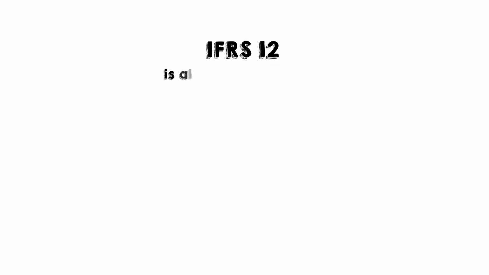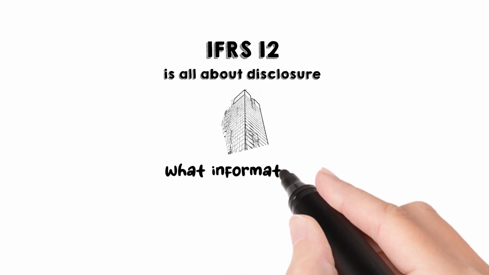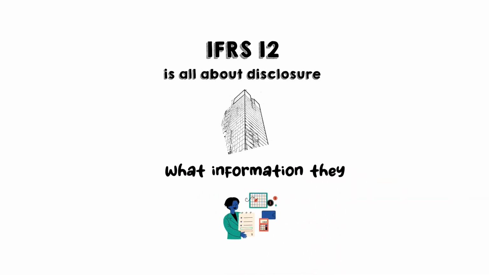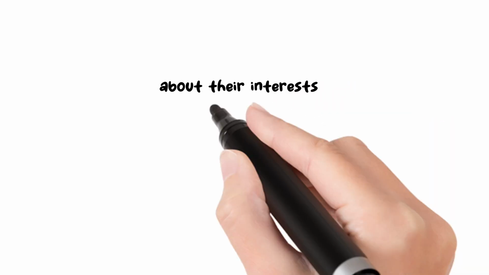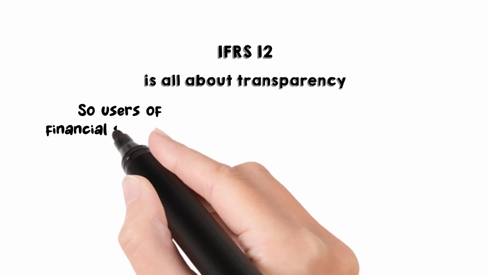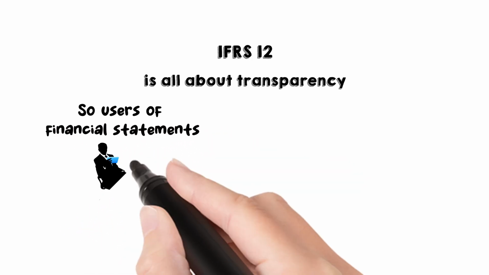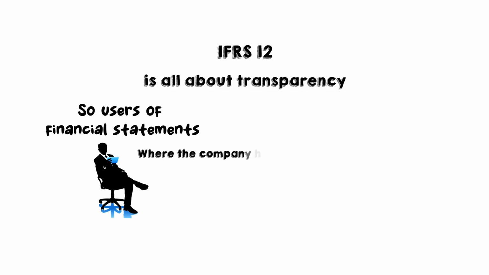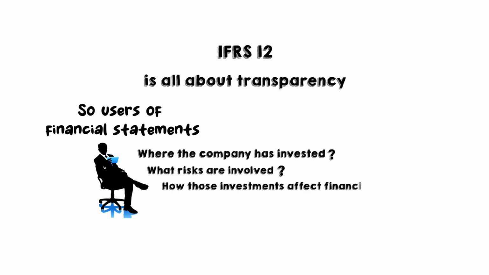IFRS 12 is all about disclosure. It tells companies what information they must reveal about their interest in other entities. IFRS 12 is all about transparency. So users of financial statements clearly understand where the company has invested, what risks are involved, and how those investments affect financial position.